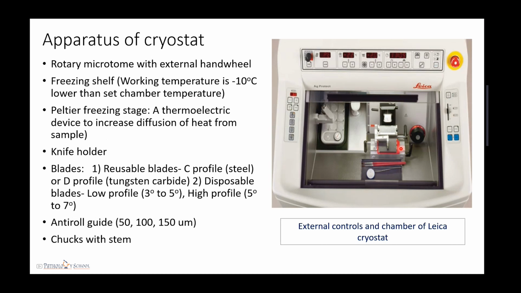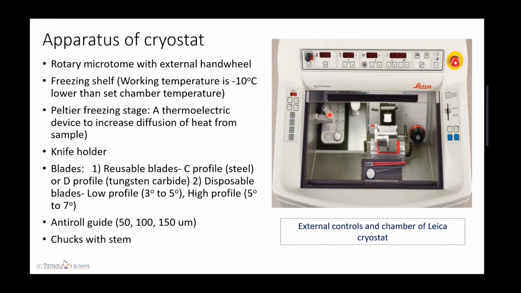Now here we can see this picture, and we can see the apparatus of the cryostat. There is a rotary microtome with an external handle. In this picture the handle is not visible, but this is the microtome. Here you can see the blade holder. Then here is your block holder. This is your freezing shelf.